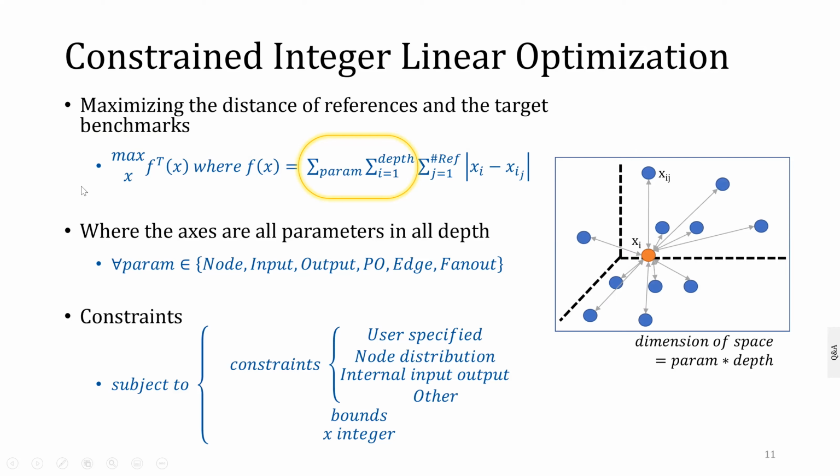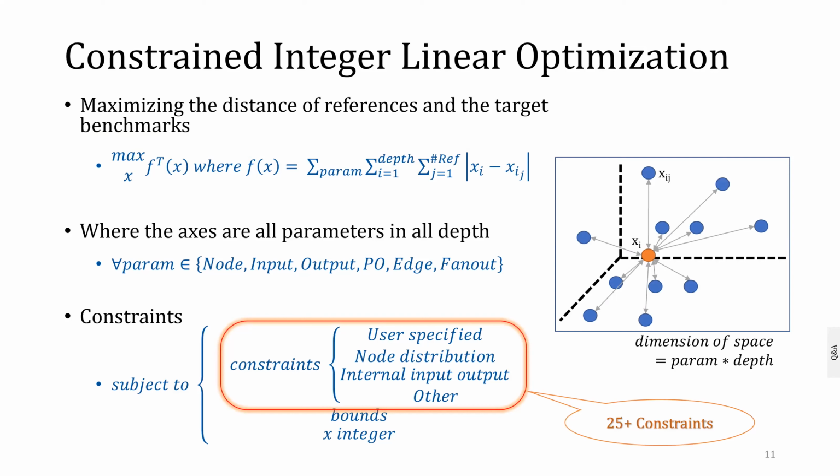And this optimization equation is subject to constraints and bounds, where the constraints include user-specified constraints and node distribution related constraints, primary, internal input and output related constraints, and others. Though we have avoided explaining the constraints in this presentation for brevity, we actually had to implement more than 25 constraints to make the optimization end up in a valid circuit.